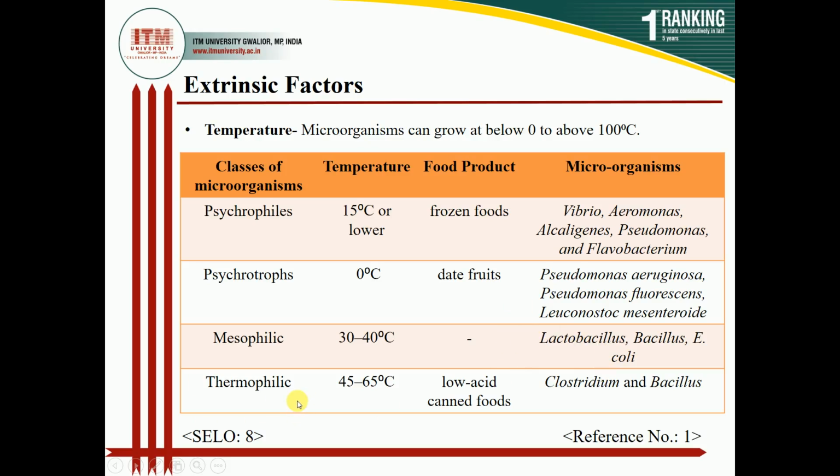Next is the thermophilic bacteria. The thermophilic organisms, as the name says, need high temperature for growth. The optimum growth temperature is around 45 to 65 degrees C, the minimum temperature is around 35 to 45 degrees C, and the maximum is around 60 to 90 degrees C. These are Clostridium and Bacillus, and these can spoil low acid canned foods.